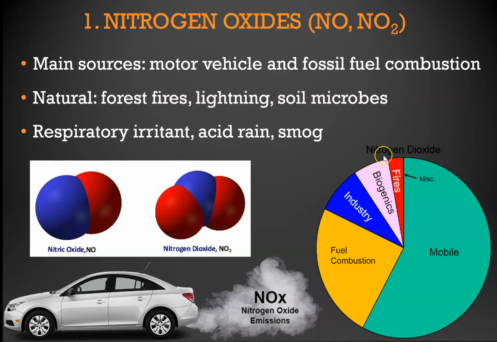There are minor sources that are natural things like forest fires, lightning, and even some organisms release these 2 gases into the atmosphere from soil. And these gases are a concern for humans because they irritate our respiratory system. They're a concern for our environment because they cause acid rain and smog.